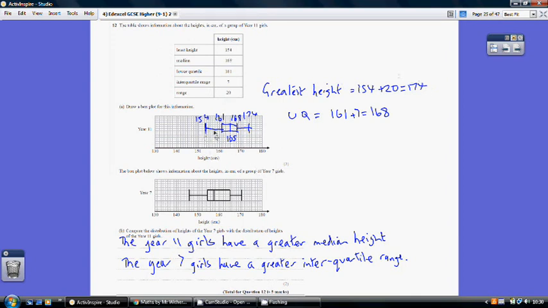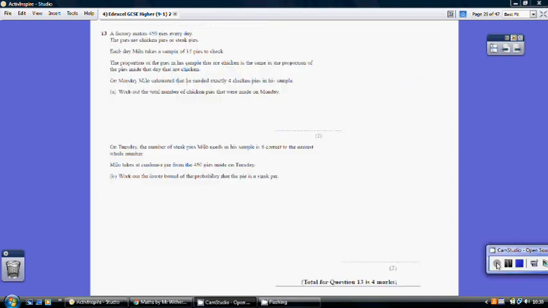Apologies, these lines are so scruffy. This upper line should be like this. It shouldn't have this bit going beyond it, so sorry about that. The actual height of this box plot doesn't matter. So just to clarify, we've got the lowest height, lower quartile.